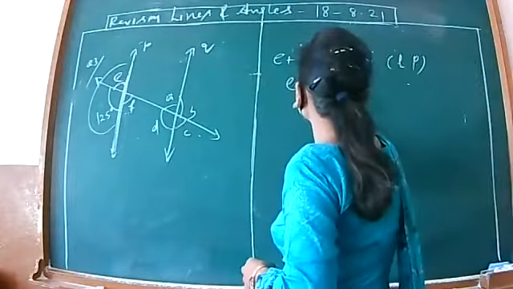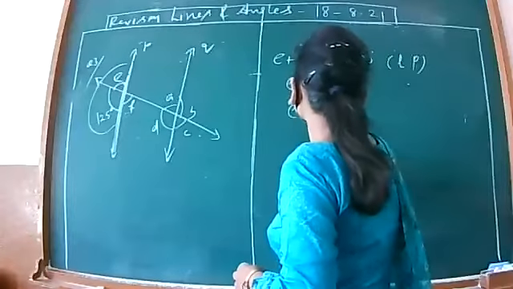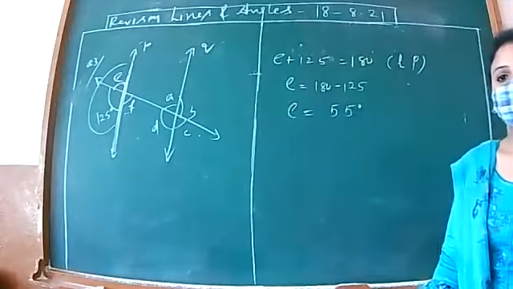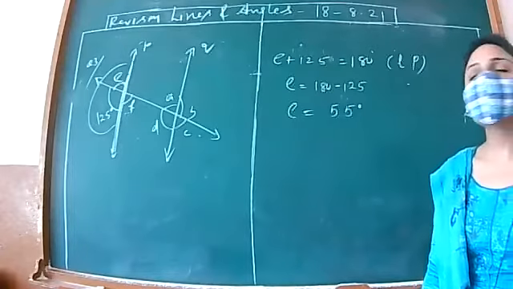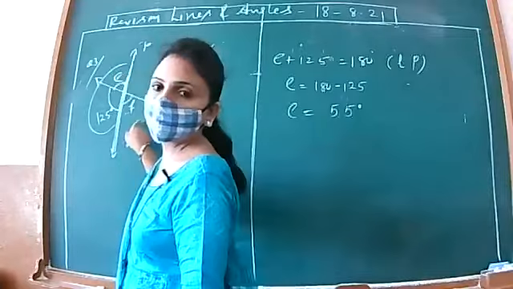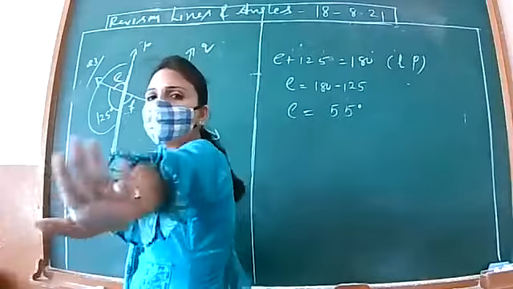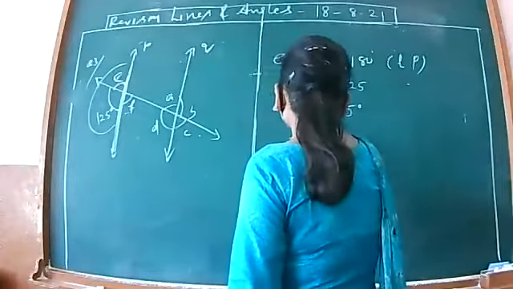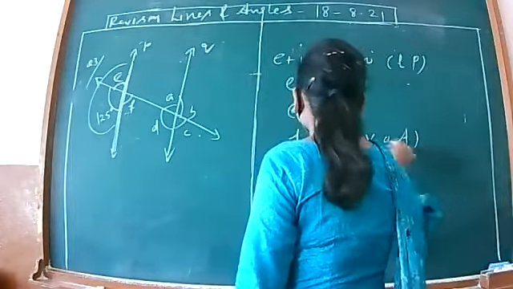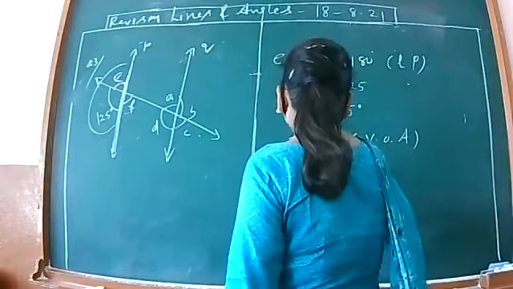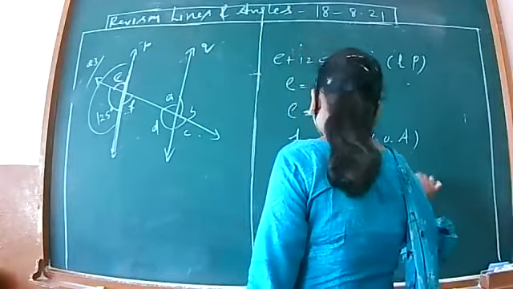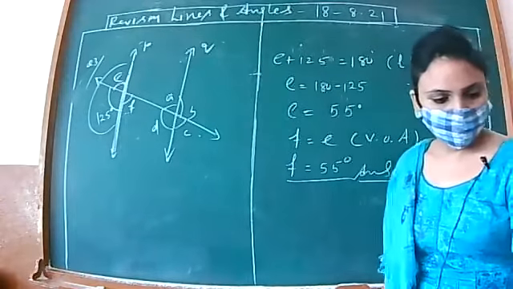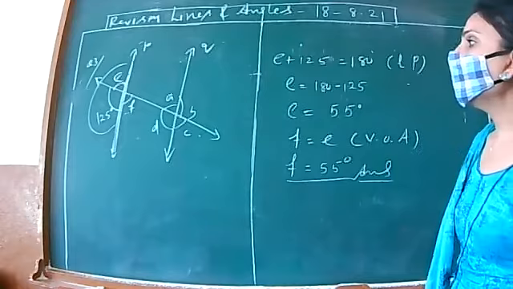E is equal to 180 minus 125. 55. E ki value 55. Can we find F with the help of E? Yes, ma'am. Vertically opposite angle. So write down, F is equal to E, vertically opposite angle. F is equal to 55. E and F we have found out.